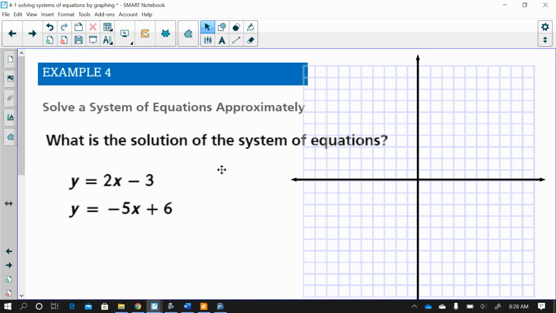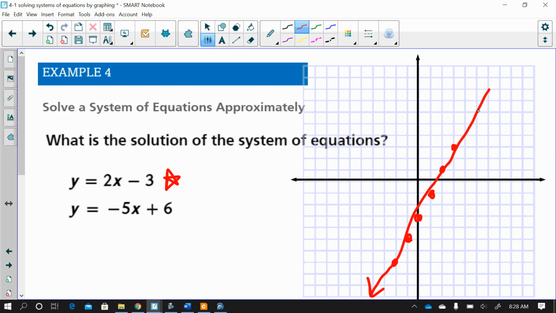My first equation, y equals 2x minus 3. I'll do that one in red, so minus 3, 2x, 2 over 1, up 2 over 1. Or I can go down to the left one, and connect my dots. Not a very good line that time, oh well. This one I'll do in blue, so plus 6, 1, 2, 3, 4, 5, 6. And I'm going to use my slope as a negative 5. Down 5, over 1. Okay, so they cross right here.